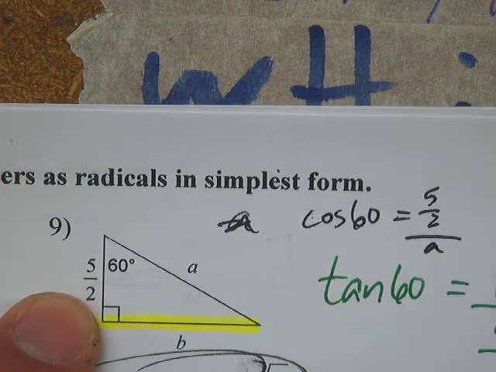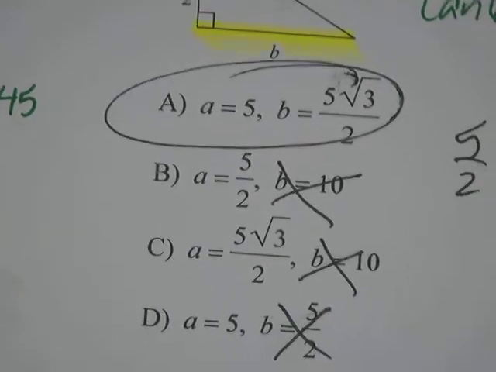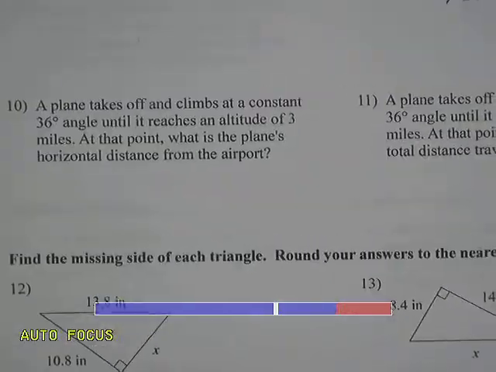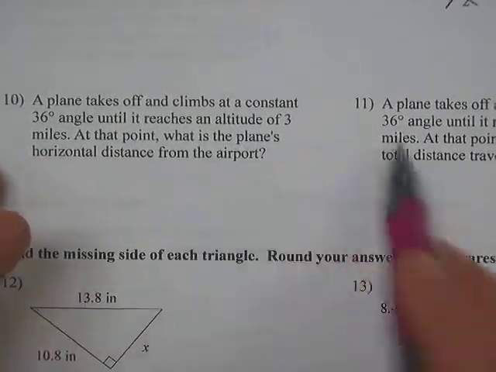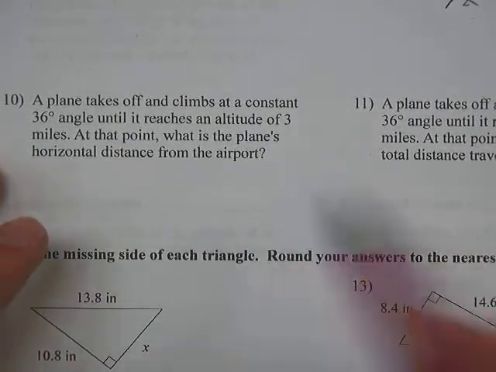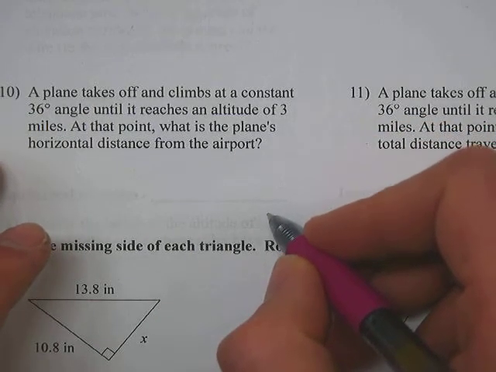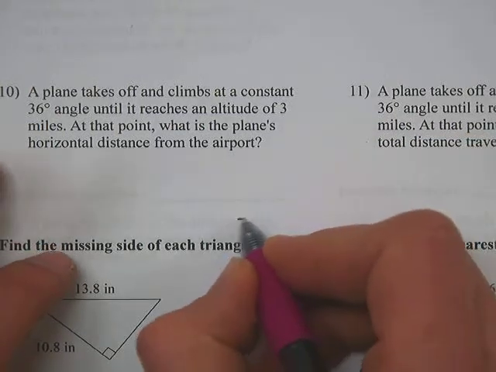All right. Again, if you wanted to know how to find A real quickly, I'm going to use cosine of 60 equals adjacent over hypotenuse. And so it would be 5/2 divided by cosine of 60, which is 5. Okay, real quickly, moving on. 10 and 11.